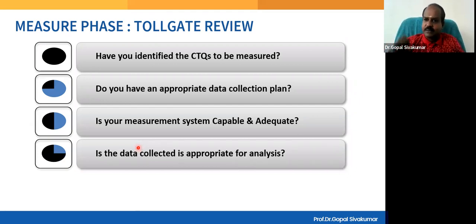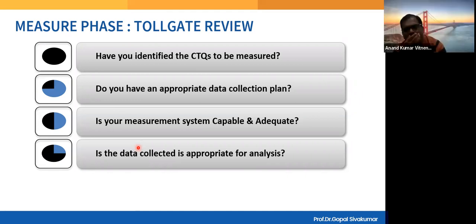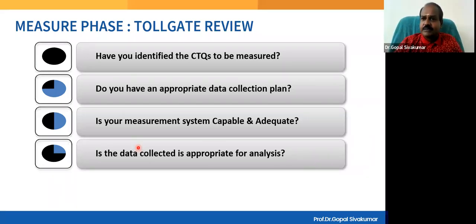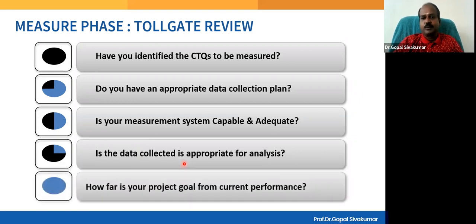Is the data collected appropriate for analysis? The collected data is considered appropriate, considered worthy if it is free from error. If at all there is error, the error must be less than 10%. Right? The data collected is considered appropriate and worthy for analysis if the error involved is less than 10%. And we will find a way to measure the measurement error. There are tools that can help you to measure.